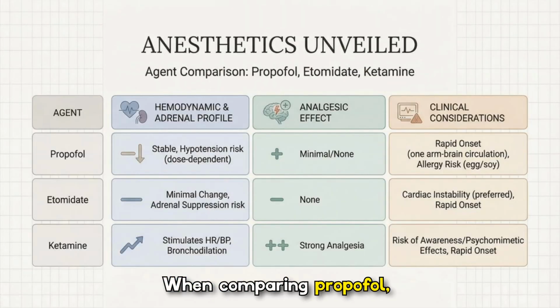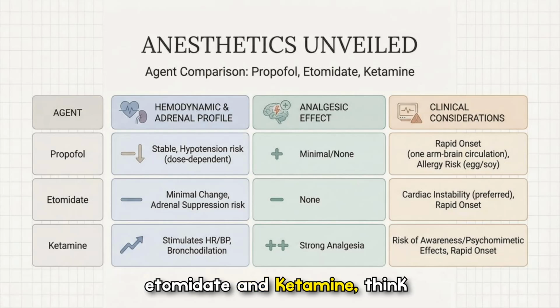When comparing propofol, etomidate, and ketamine, think of hemodynamic profile, analgesia, and practical risks. Propofol offers rapid onset, but dose-related hypotension and minimal analgesia. Etomidate is cardiac stable, but may suppress adrenal function. Ketamine stimulates heart rate and provides strong analgesia, yet carries awareness and psychomimetic risks, so clinical context guides the choice.